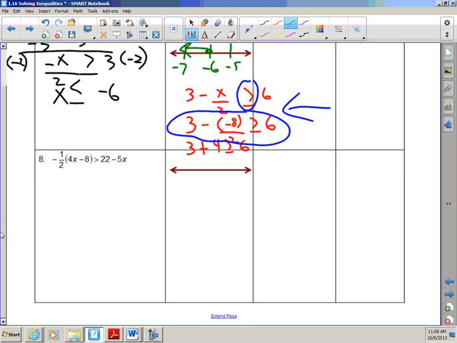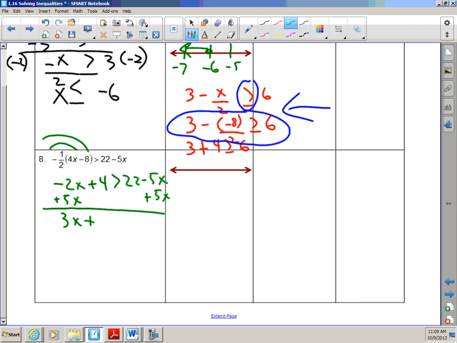Hopefully you'll see you use the distributive property first. Negative 2x plus 4 is greater than 22 minus 5x. Okay? I am distributing twice. Okay? Then I want to get all my x's to one side. Let's keep them a positive. Not fatal if you don't, but it cuts down on mistakes. Subtract 4. 3x is greater than 18. Divide by 3. X is greater than 6.